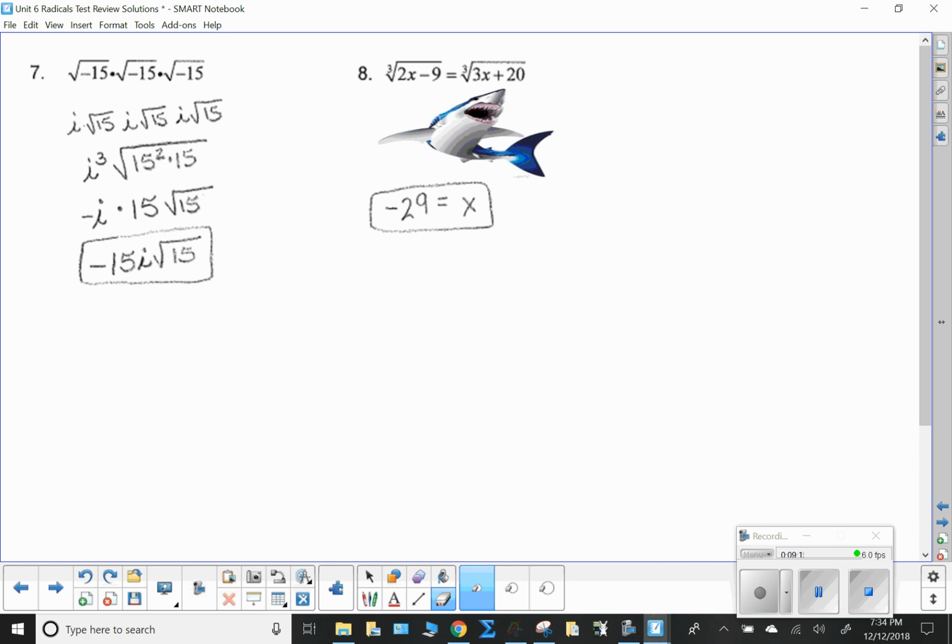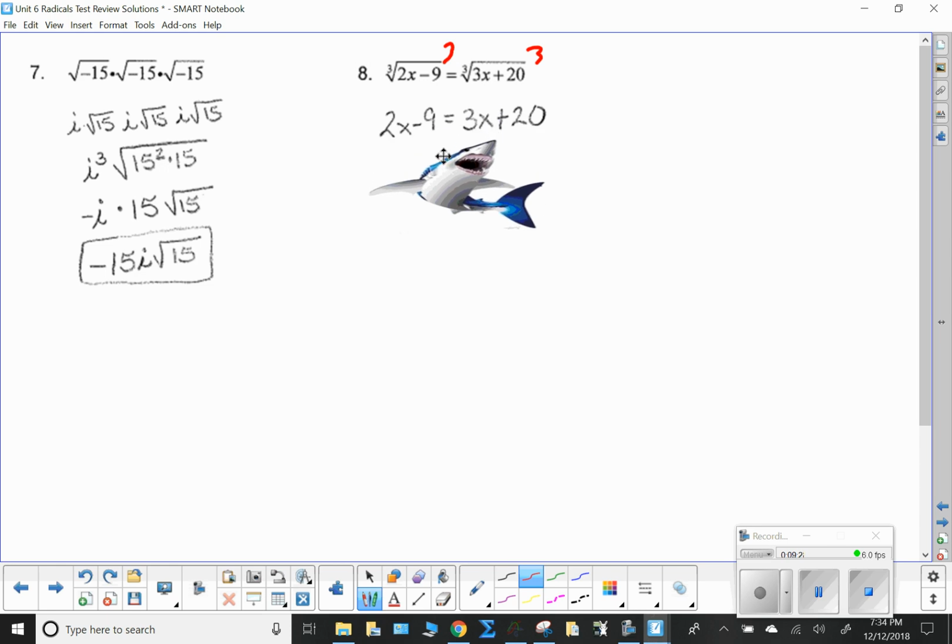Number 8 looks crazier than it is. They're both cube roots. If they are both cube roots, then all I need to do is cube both sides. This is actually the easiest one. Cubing both sides means I get rid of the radicals. 2x minus 9 equals 3x plus 20. That is a basic algebraic multi-step equation. I subtract x from both sides, and then I subtract 20 from both sides. -29 is my answer. Remember that you can take the odd root of a negative number, so it's okay.